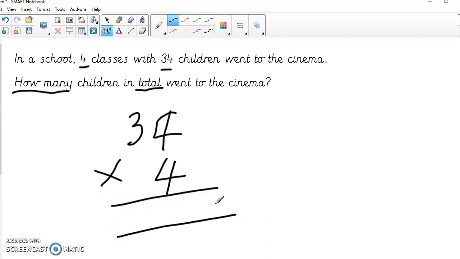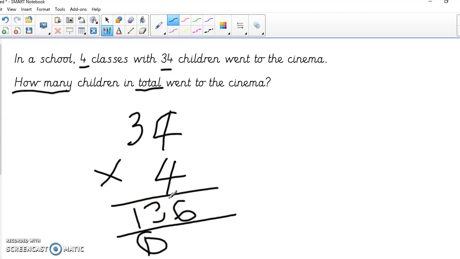Now I can do the multiplication. So 4 times 4 will give me 16. I'm not going to put 16 here. I will just put my 6, which is my ones number, and my tens number I'll put underneath the tens column. Now I'll do my 4 times 3, which will give me 12. And then remember, I have this number here. I need to add this to my 12, and that will give me 13. That's it. So that's my answer.